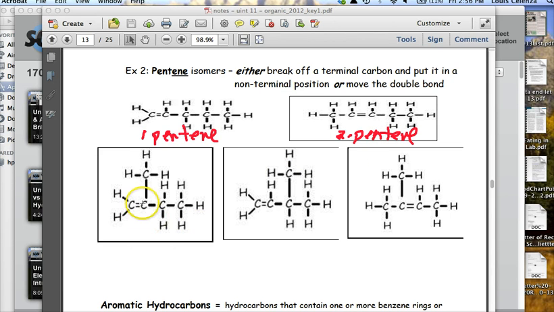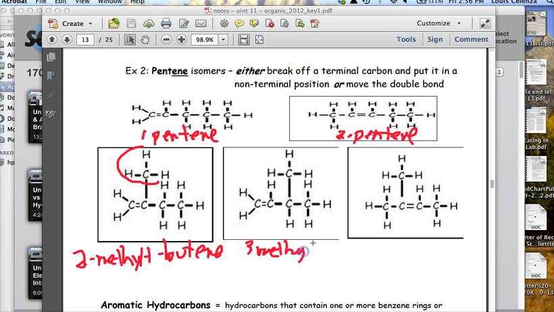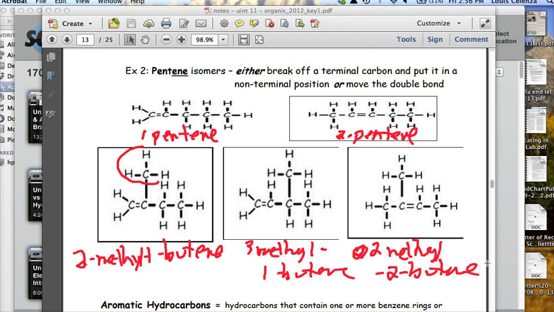Okay. Now this one here, notice the double bond is between the first and the second. So that would be 1-butene. But now you have to indicate that there is a methyl group on the second carbon. So this would be 2-methyl-1-butene. This would be 3-methyl-1-butene. And this would be 2-methyl-2-butene.